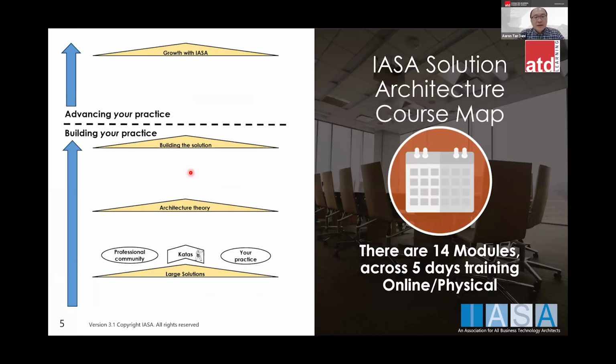Okay, so basically there are 14 modules in this training across 5 days, right? Of course, we do this course over online and physical training. So let me just go through the journey of what the 14 modules are that will be covered inside the solution architecture course.